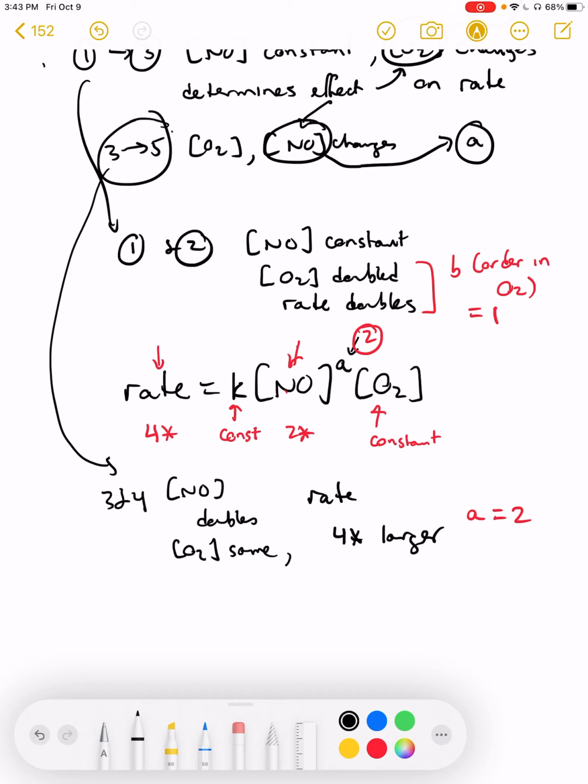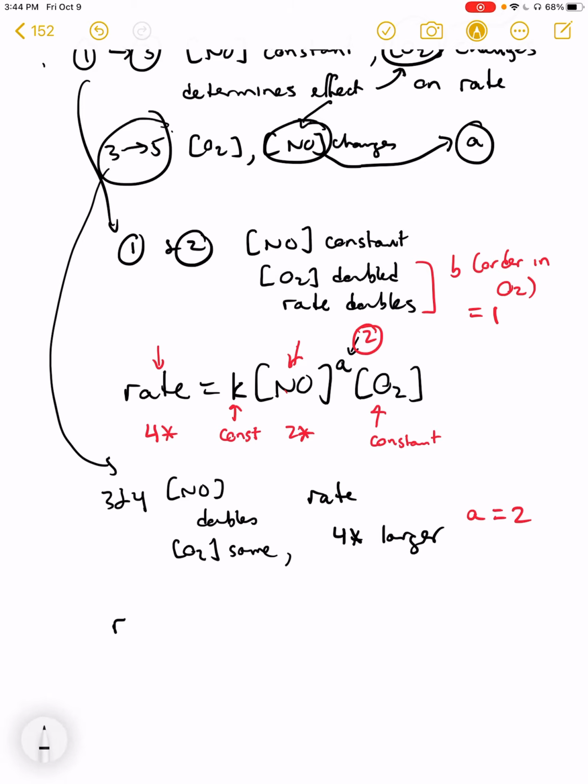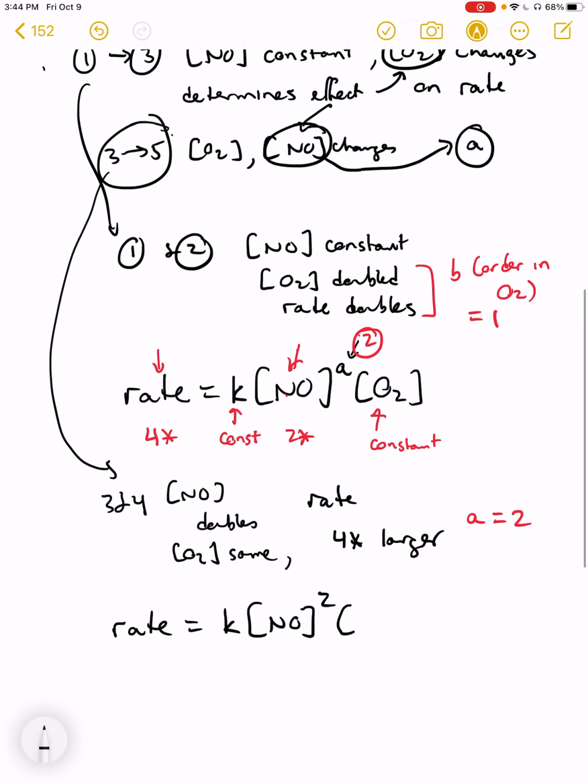So at that point then, that means that I can rewrite my rate law in its final form of rate equals K [NO] squared [O2] to the first power. That is going to be my rate law. I have now determined my orders.